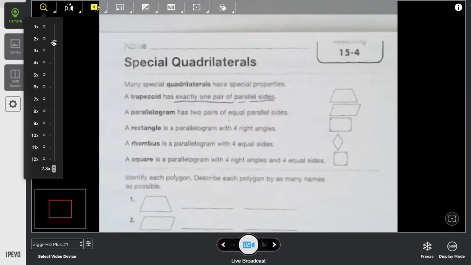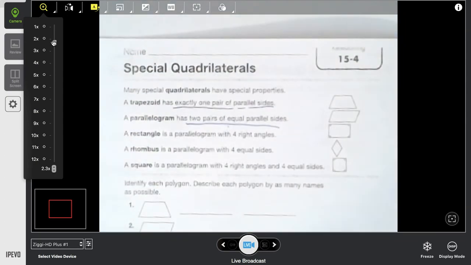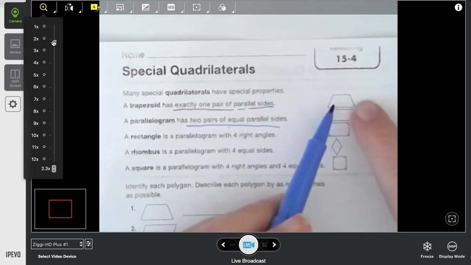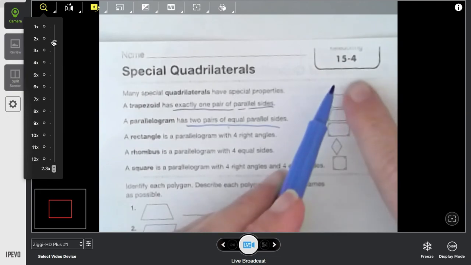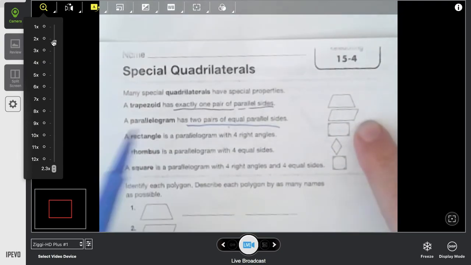A parallelogram has to have 2 pairs of equal parallel sides. So this is different from a trapezoid because the trapezoid only has 1 pair of parallel sides, the top and the bottom one in this case. These 2 are not because they'll cross, and this one has 2 pairs. These sides will never cross, and the top and the bottom will never cross.